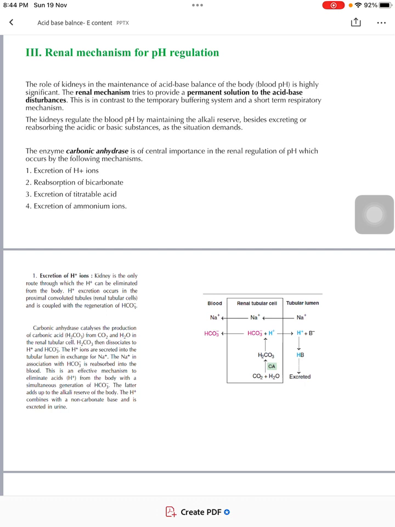The enzyme carbonic anhydrase is of central importance in the renal regulation of pH, which occurs by the following mechanisms. The first one, excretion of H+ ions. Second one, reabsorption of bicarbonate. Third one, excretion of titratable acid. Fourth one, excretion of ammonium ions.